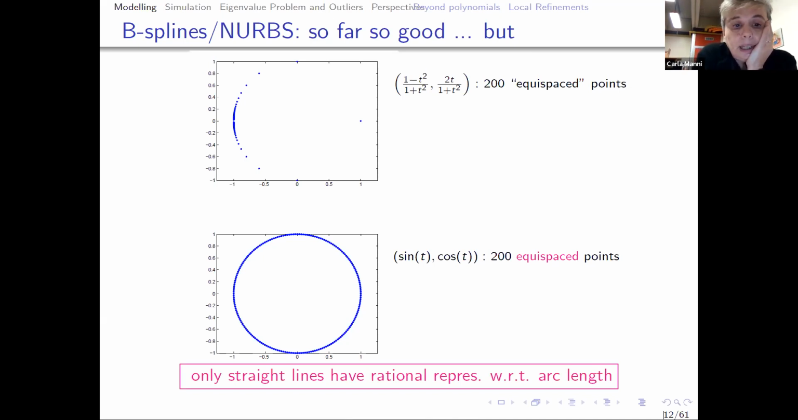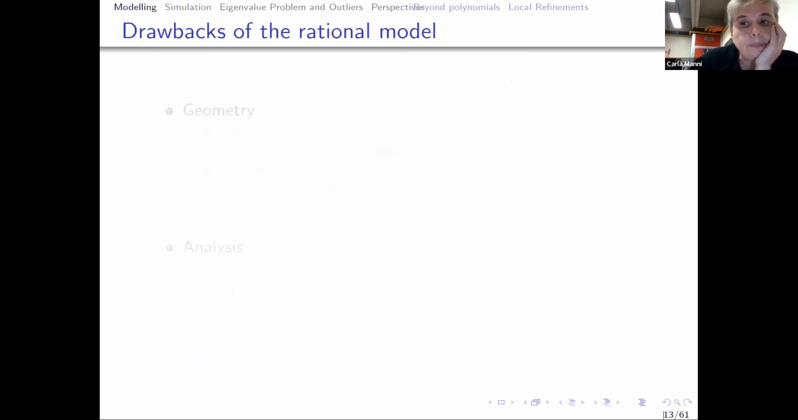Okay, here you can see a representation of a quarter of a circle. It seems so far so good, but actually not completely good, because if you want to represent, say, an arc of a conic section, the representation that you can get by using NURBS is not a parametrization of the conic section with respect to the arc length. And unfortunately, only straight lines have a rational representation with respect to arc length.